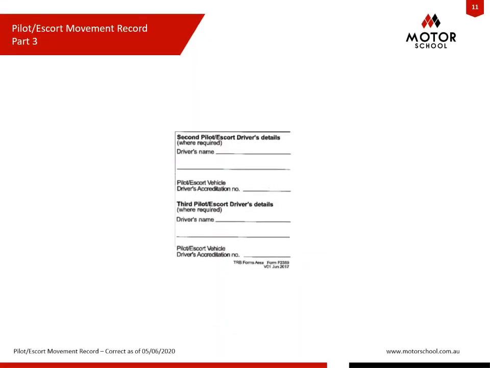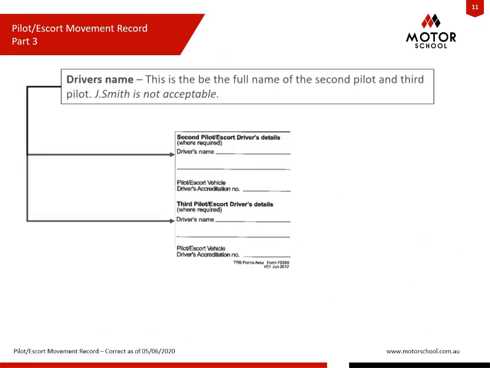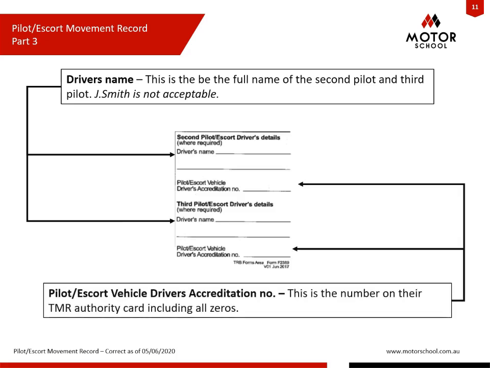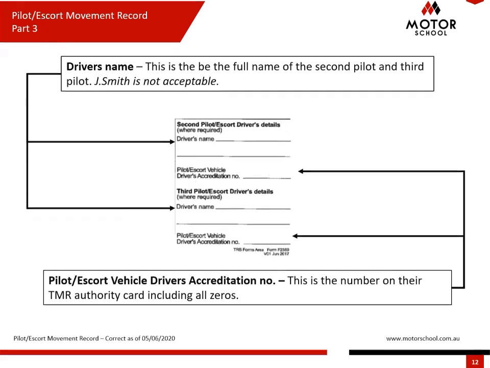Sometimes you may be assisted by a second or even a third pilot. It's a requirement of you to also document their details. What will be required is the driver's name, their authorization number, and make sure again that you add the 0 to the authorization if it appears on the license that way. You'll see in this form here, there's a small box that asks for the name in full and the authorization for both the second and third pilot. Don't skip detail, be accurate, be compliant.